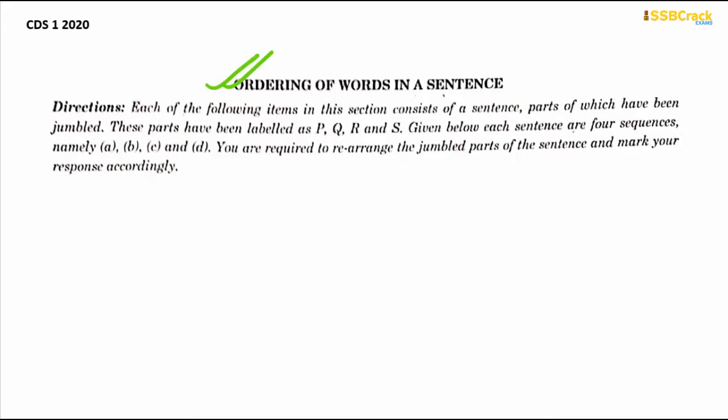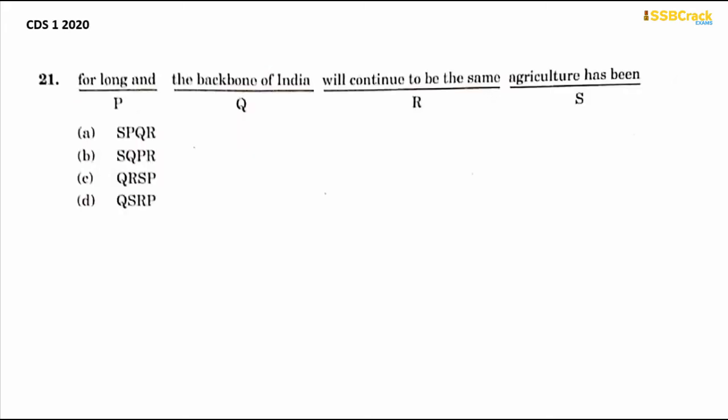Right, so we will start with the first question here. These are the parts of the sentence which have been jumbled up, and you can see the combinations here. You will not have to look directly into the combinations. First, try to look into the parts of the sentence and try to arrange them accordingly, okay? So for long and will continue to be the same. You have to eliminate these two options because these will not be used as the subject of a sentence. So either Q or S should have been the subject of the sentence. Now, if you are taking S as the subject of the sentence, let's start.